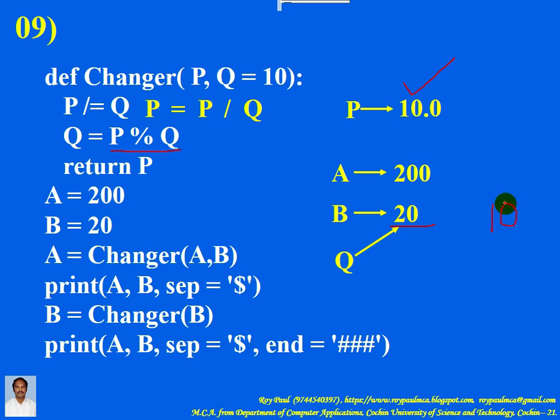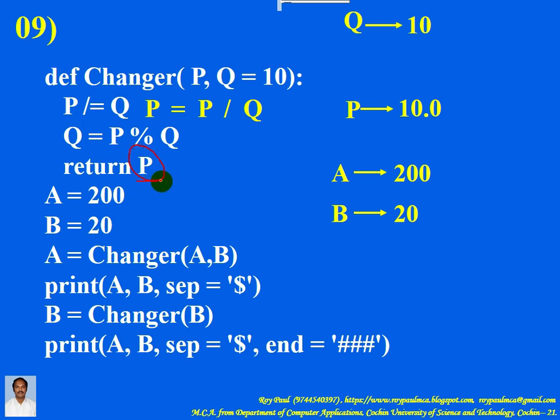10 is written inside, 20 is written outside, or 10 is the dividend, 20 is the divisor. 1 into 20 is 20, so 1 will not come as the quotient. 0 into 20, that is 0, and here the remainder is 10. So this is the remainder. So P modulo Q, remainder is 10, and Q is pointing to 10. Remember, this is decimal number, so Q is pointing to another 10. So you can see Q is pointing to 10.